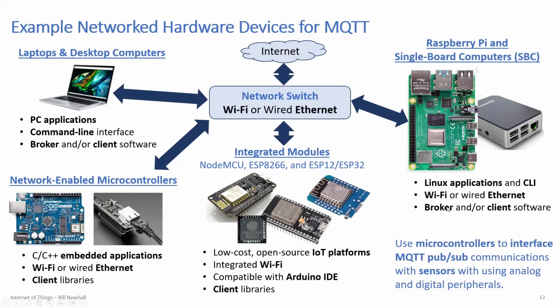So you can use this whole kind of ecosystem. It lets you use microcontrollers to interface MQTT communications using pub and sub with sensors. So you can have analog peripherals, temperature sensors, moisture sensors, whatever, a network of sensors connected to these modules that connect to Wi-Fi or wired Ethernet, and sense things. And you could also have distributed computing too.